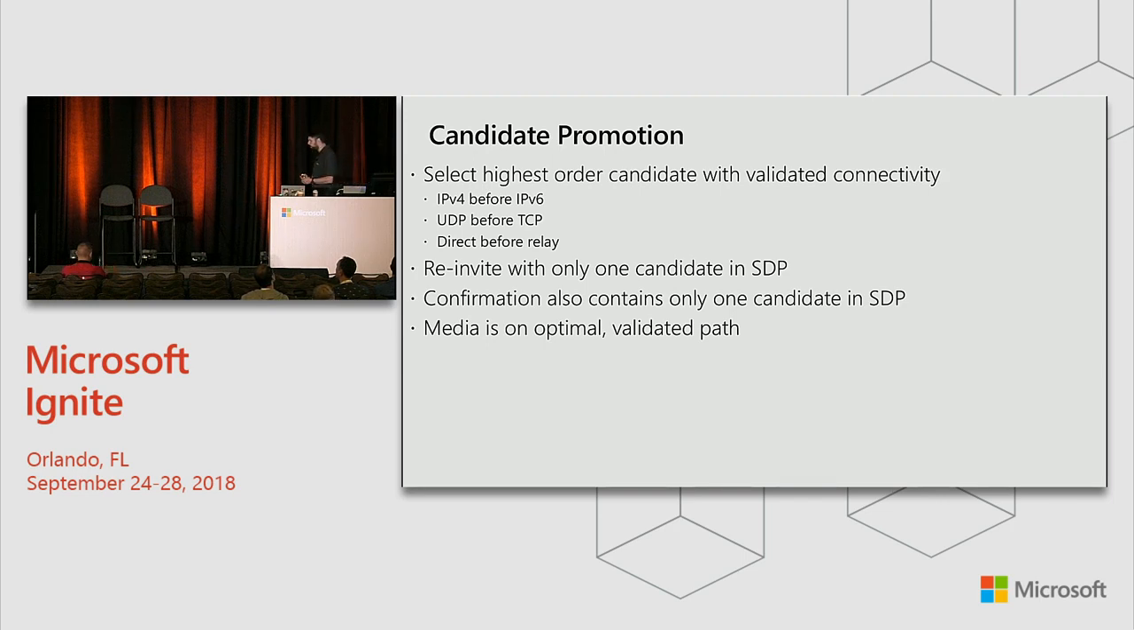At the end of our connectivity checks, we will do a re-invite with just one candidate in the session description protocol so that we both agree on this is the IP address that you need to connect on, this is the port. The confirmation from the other side also says, yay, I agree. At that point, the media is on the validated path, the best path possible between those two clients. If you've blocked everything and we now do TCP between media relays and TCP between the client and the media relay, it's not really optimal, but it's the best we can get.